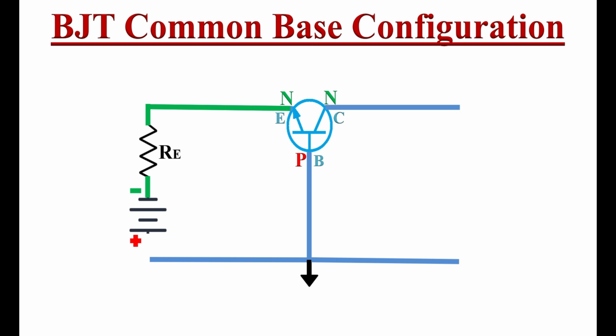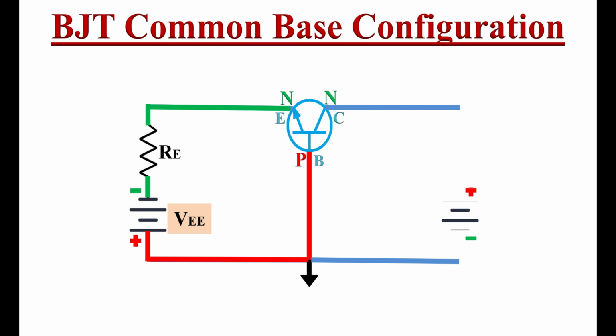Here this is a NPN transistor. Emitter is made up of N-type material and base is made up of P-type material. Hence emitter is connected to the negative terminal and base is connected to the positive terminal of the voltage source. We will call this forward bias potential as VEE.